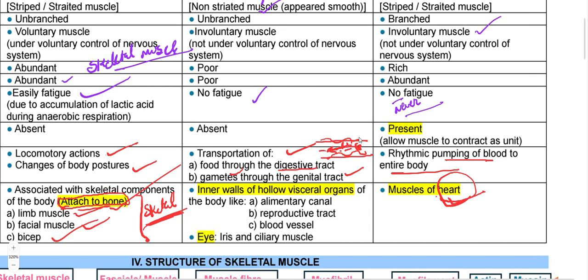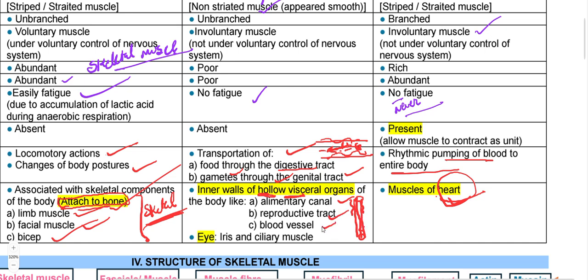Rest everything will fall under the visceral muscle. I told you, visceral means internal organ, especially which organ? Hollow organ. So the inner wall of the hollow organ will have the visceral muscle. For example, your alimentary canal from mouth till anus. It is hollow, right? That is why food is passing from mouth till anus. So the alimentary canal will have the smooth muscle. That is why in the esophagus your peristaltic movement will happen. Then the reproductive tract, I just told you, the fallopian tube. Then your blood vessels are hollow, right? Contraction and relaxation.